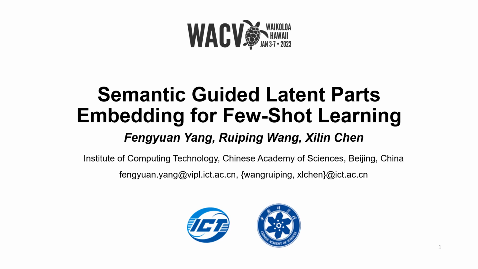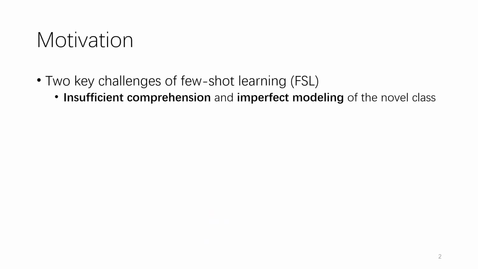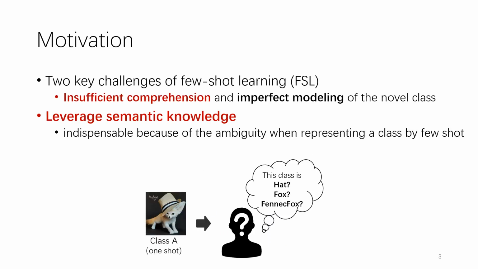Welcome to our joint work, Semantic Guided Latent Part Embedding for Few-shot Learning. There are two key challenges of few-shot learning, which are insufficient comprehension and imperfect modeling of the novel class. To deal with the first challenge, insufficient comprehension, semantic knowledge, which is information from other modalities, can be rather helpful.